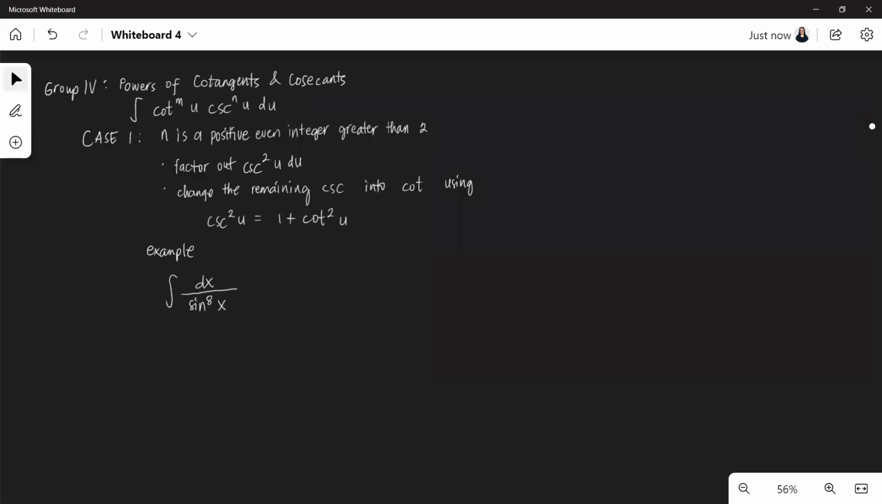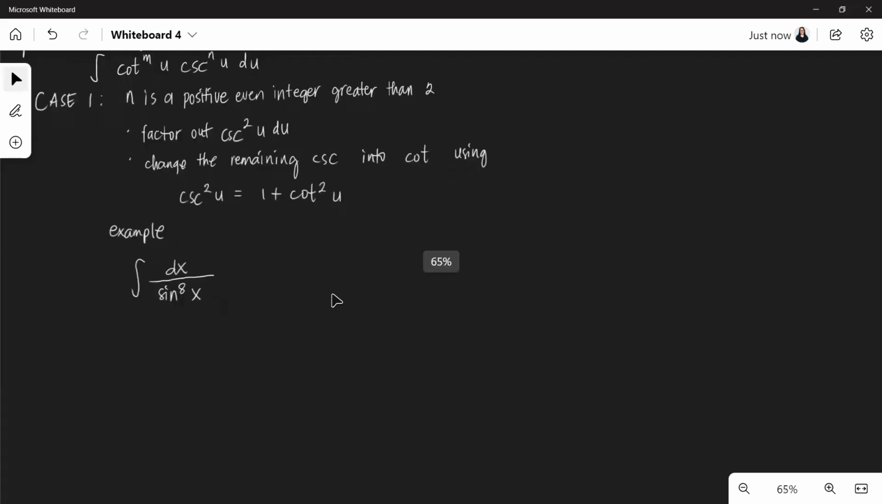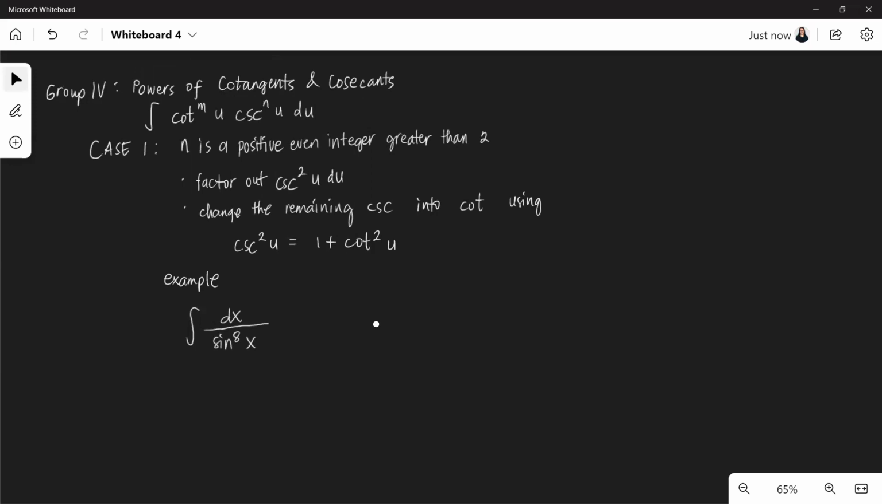So case 1, if the cosecant's power is a positive even integer greater than 2, factor out cosecant squared u du, then change the remaining cosecant into cotangent of u function using the Pythagorean identity. So for example, say we have sine x at the denominator. If we let sine x be our u, there's no other function that will form the du, meaning we cannot directly use the substitution formulas of integration. So we use case number 1 here.